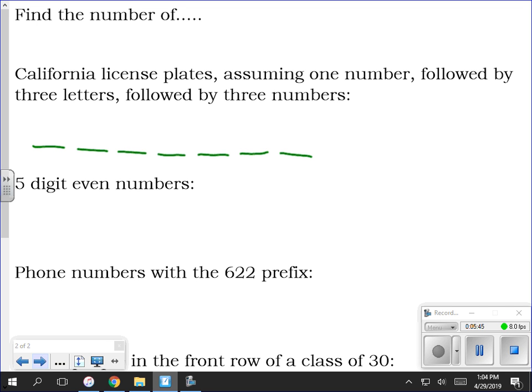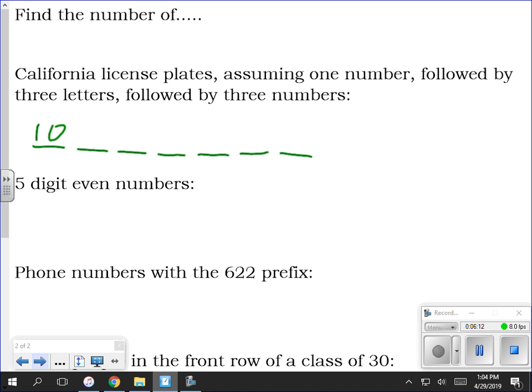How many choices do I have for the first number? What possibilities are there? Well, there's 1, 2, 3, 4, 5, 6, 7, 8, 9, and 0. So how many choices do I have for that first number? I have 10 choices. That first spot, I have 10 choices. Okay. Followed by 3 letters.